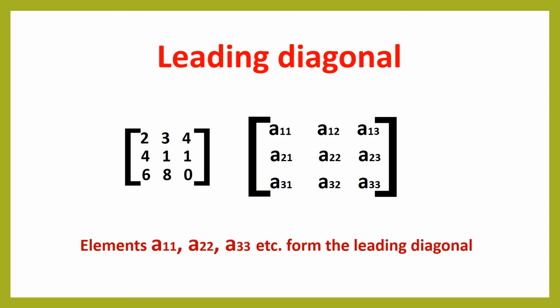The elements A11, A22, A33, etc. form the leading diagonal of a matrix with equal number of rows and columns. In this case, this is the leading diagonal, and when looking at the matrix, that will be 2, 1, 0. That is the leading diagonal of this matrix.